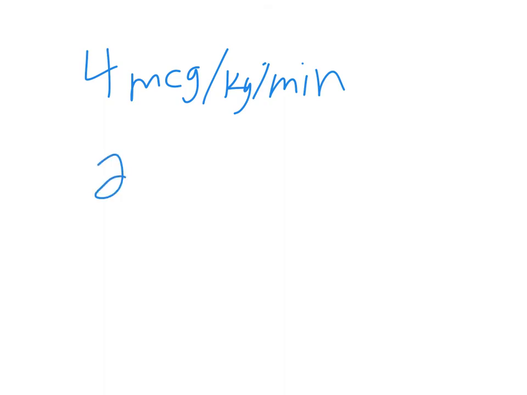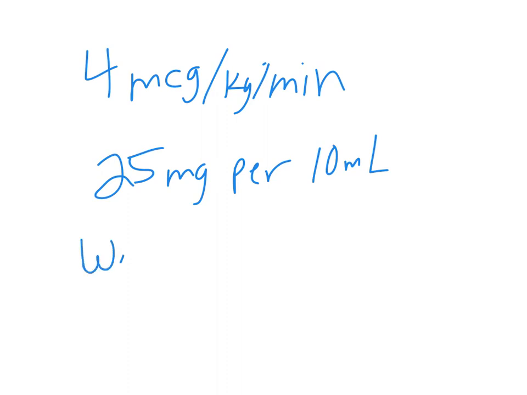The order dose was 4 micrograms per kilogram per minute. But it says that we also have a medication that comes as, let's say, 25 milligrams per 10 milliliters. And we have a patient that weighs, so their weight is, let's say, 45 kilograms. Okay, so 3 things need to be done here. And just like in the last couple examples, it does not matter what you do first.